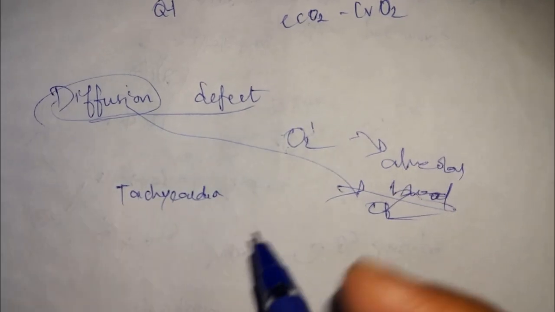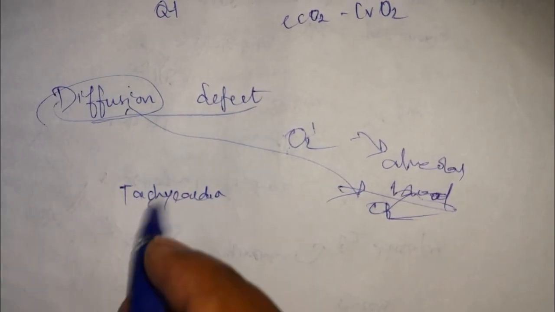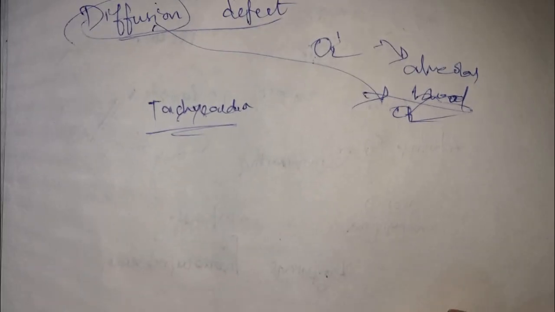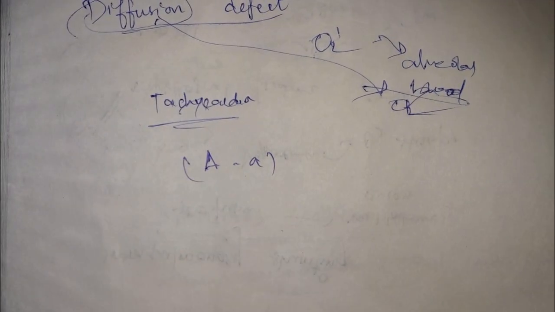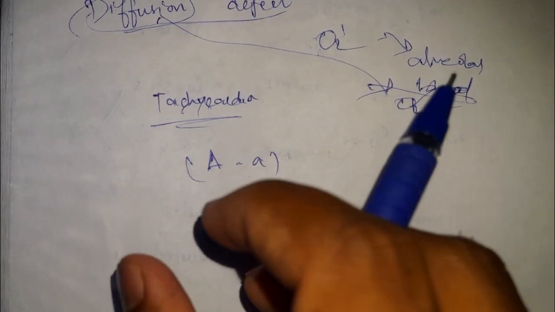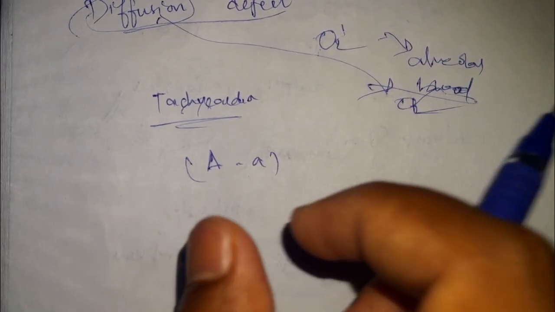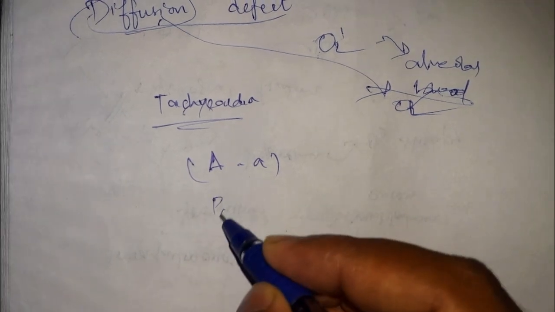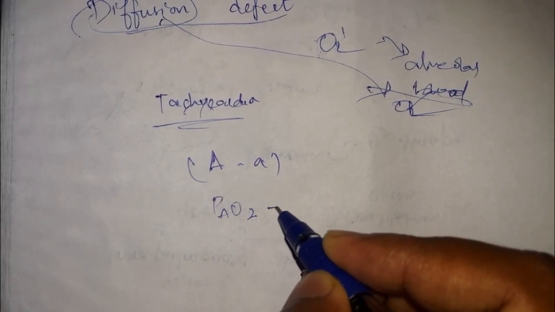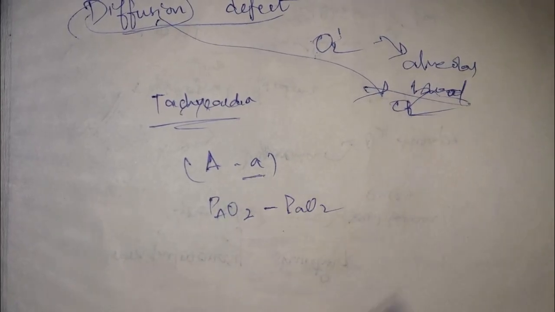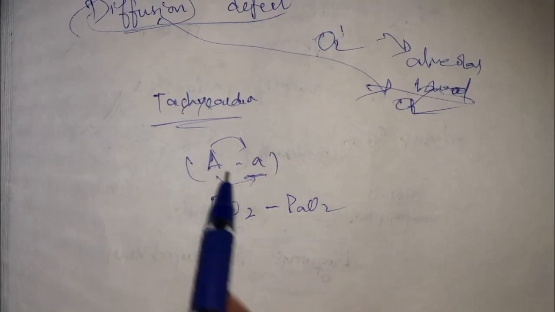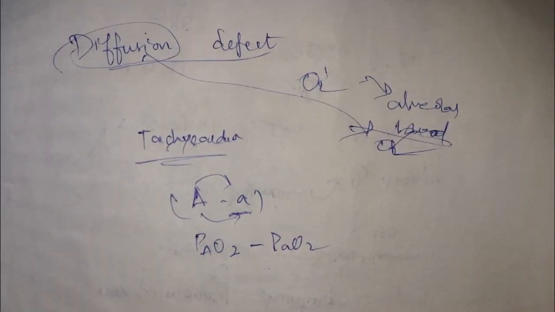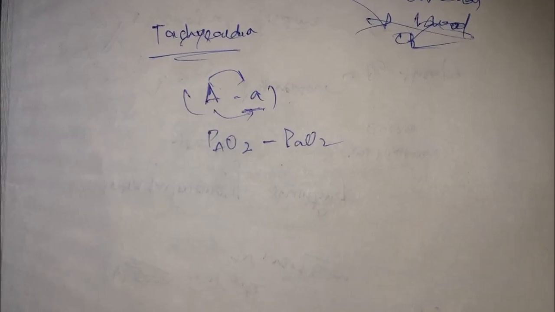So insufficient time for diffusion happens in tachycardia, and there is something called a gradient, that is the alveolar and arterial gradient, A to a, like that they call it. That is the partial pressure of oxygen in the alveoli and in the artery. The capital A refers to the alveoli and the small a refers to the artery. There should be diffusion happening between these two, then only the normal transfer of oxygen happens. If there is any diffusion defect, then it leads to a problem here.